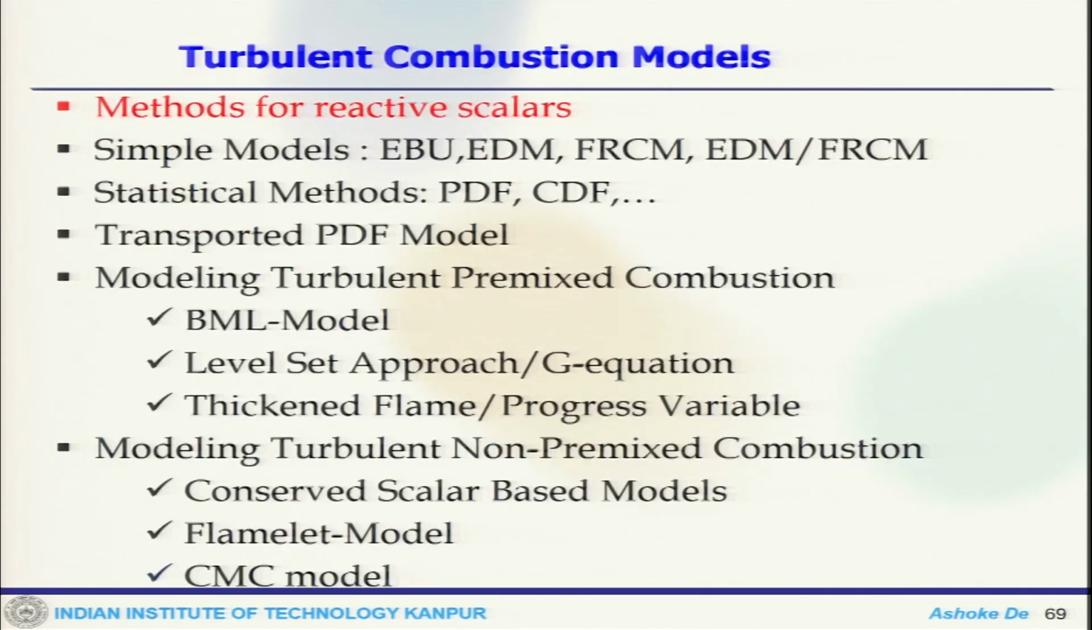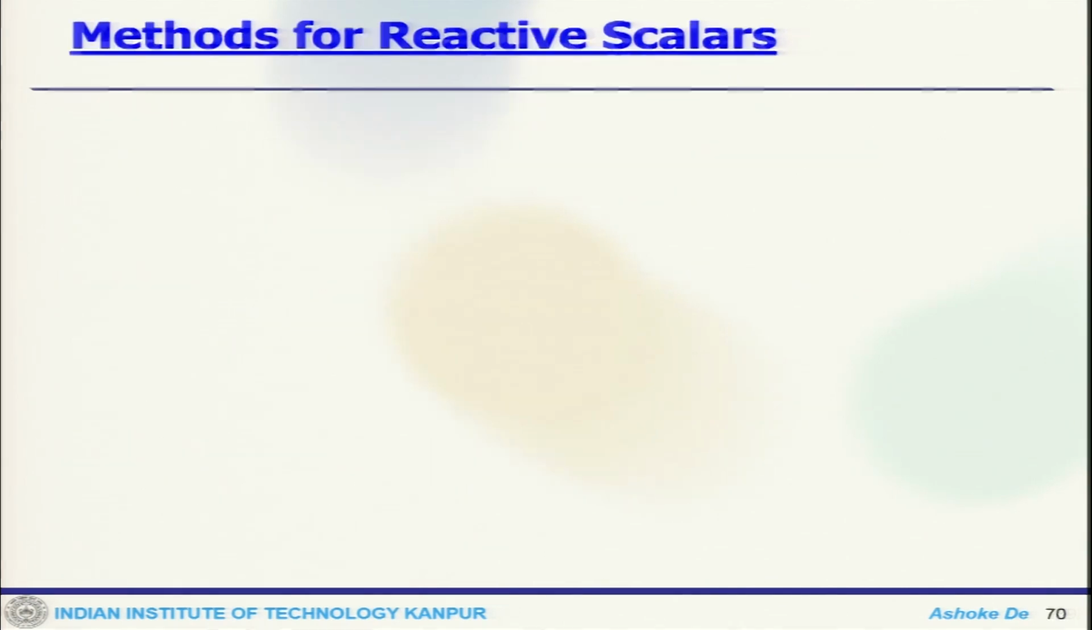Now, these are the set of models that one can see. There are simple models, statistical based models, transport PDF models, then the models which are very specific to premix combustion, and models which are specific to non-premix combustion. So this should give you an idea how we are going to span our discussion around this. Okay, so first we start with the method of reactive scalars.